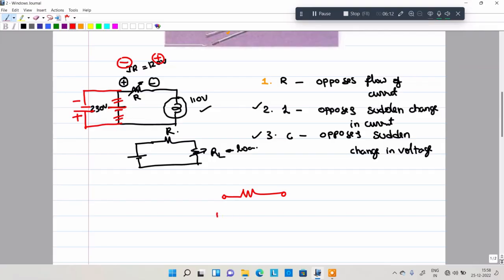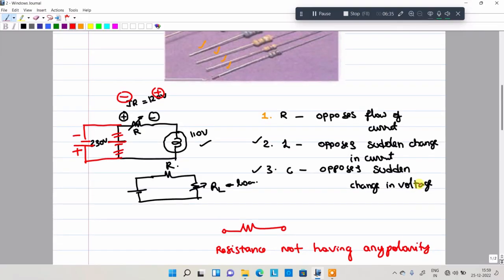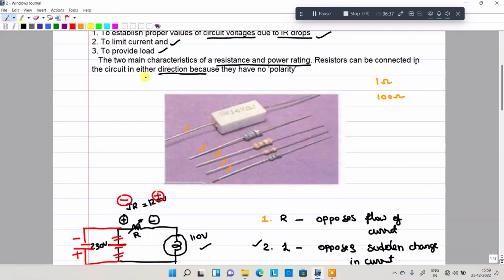That means resistance is not having any polarity. Very important. The polarities depend upon the supply voltage or supply you are connected to, so the direction of current is decided by it. That's why it can be connected in any direction, because there is no polarity.